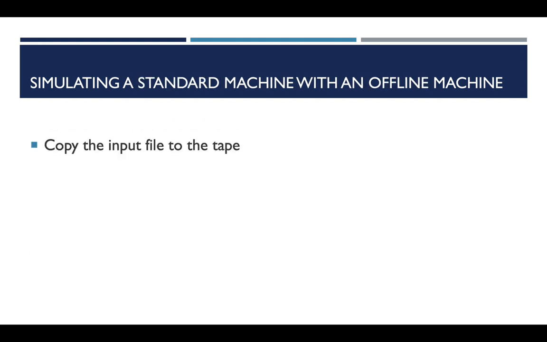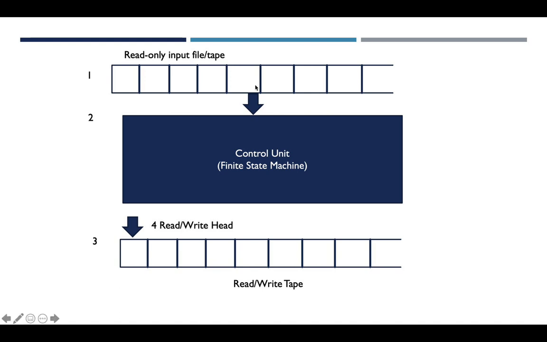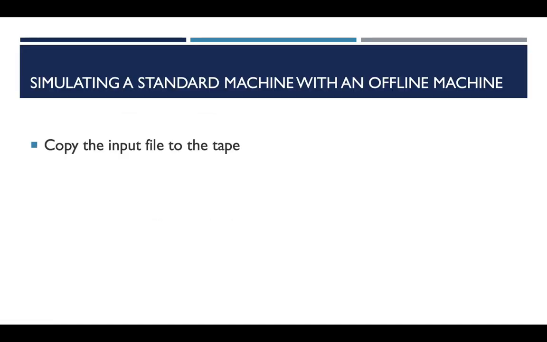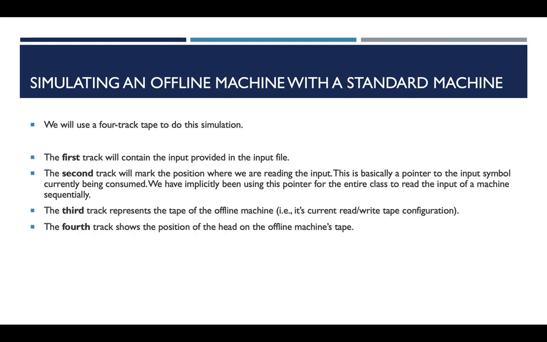The third track is going to represent the tape of the offline machine. And so if you go all the way back here, we see the offline machine still has this component number 3 called the read-write tape. That read-write tape is exactly the same read-write tape as a standard Turing machine. And what we're doing with this third track is actually just representing that tape. So anything that would go onto the tape of the offline machine goes onto the third track of the only tape in the standard Turing machine. Then the fourth track is going to show the position of the head on that offline machine's tape.